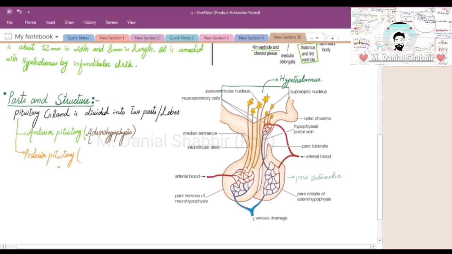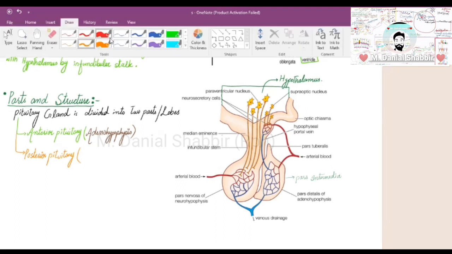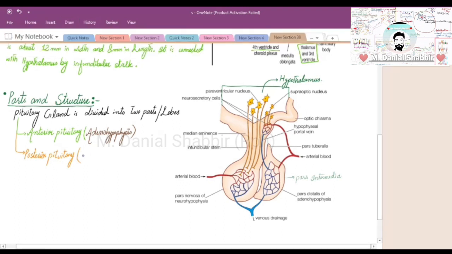The second name for posterior pituitary is neurohypophysis. Kindly keep your mics off. Now, these two parts, anterior pituitary and posterior pituitary, are further divided into different parts.